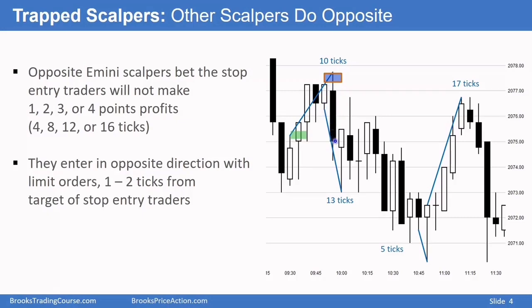The bears down here know the bulls might be trying for 3 points. The bears need it to fall 14 ticks to make 3 points. The bulls know that. And the bulls also see a potential double bottom. So the bulls will place limit orders to buy 12 or 13 ticks below that low, trying to trap the bears.